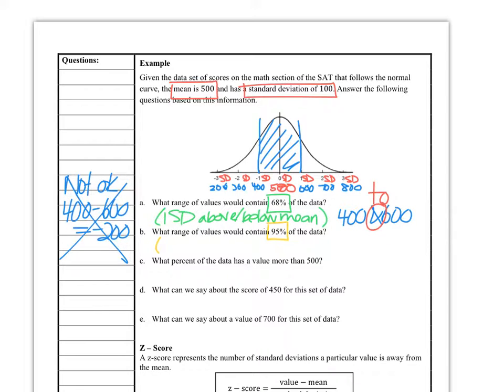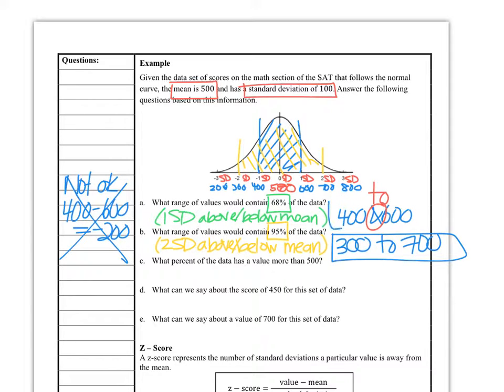Well, recall that 95% of the data is within 2 standard deviations above and below the mean. This stuff in parentheses is just for us to help ourselves recall how many standard deviations 95% of the data is within. So now I've got to go out to 2 standard deviations. Boom, boom. So 95% of the data is within 2 standard deviations, landing me at the numbers 300 to 700. Okay, so answer here, answer here.